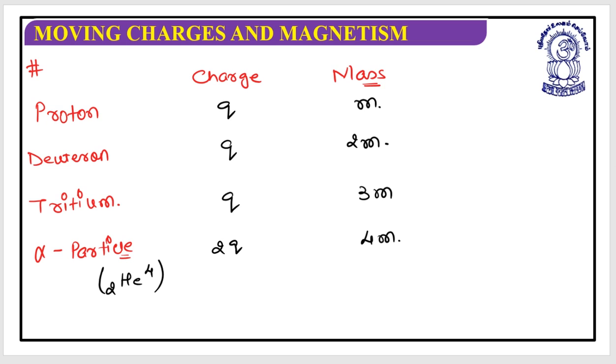And in chemistry you understand that this would be Z and this would be A, where Z represents the atomic number and A represents the atomic mass. So proton is 1H1, deuteron is 1H2, tritium is 1H3, and alpha particle, already written, is 2He4. I hope these things are clear.